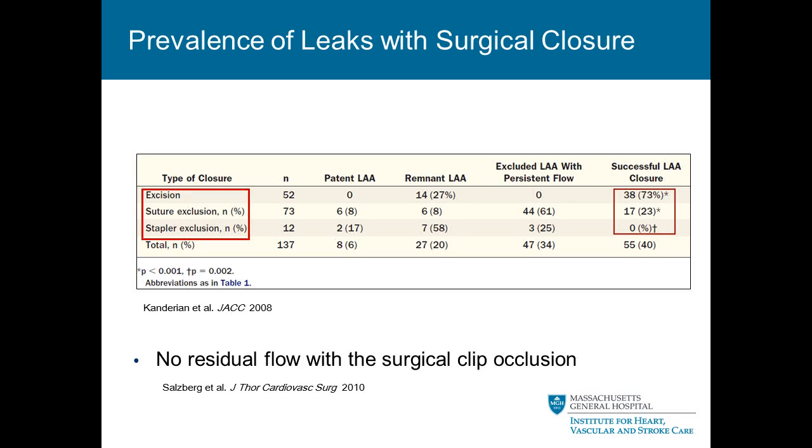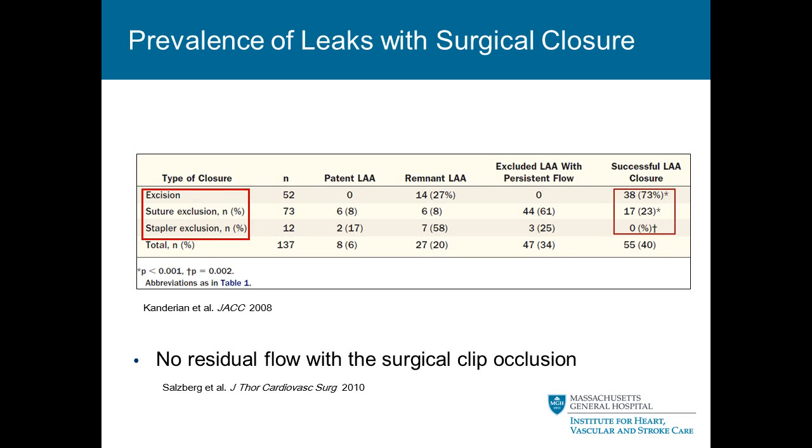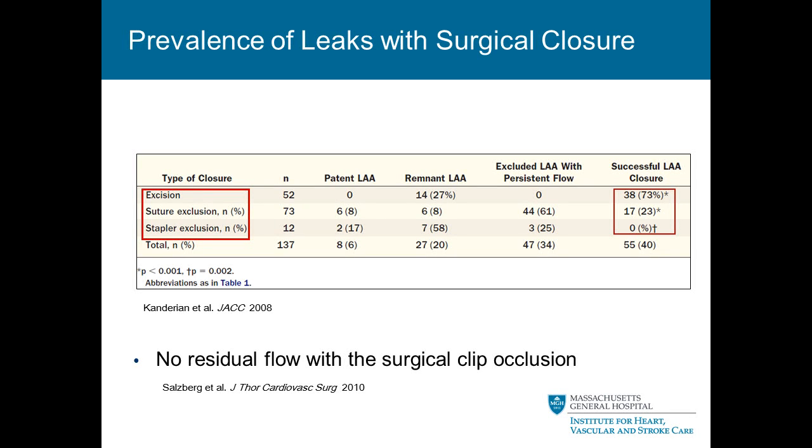This is the prevalence of leaks with surgical closure. These are the types of surgical closure: excision, suture exclusion, and stapler exclusion. These are the percentages of successful closure. It is best with excision. The rate is 73%, drops to 23% with suture exclusion, and 0% with stapler exclusion. So all patients in this study who were closed with a stapler exclusion had some kind of communication with the left atrial appendage, between the appendage and the atrium.